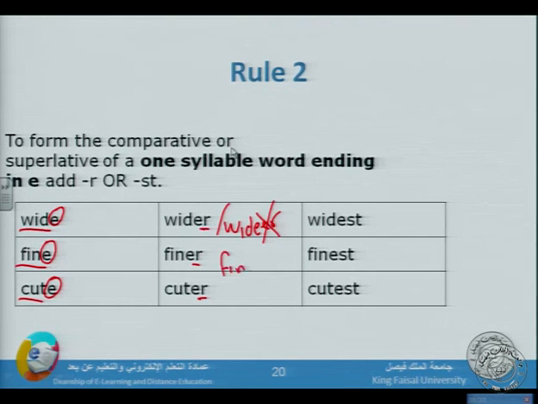أو finer بهذا الشكل، إنه في عندنا E أصلية وأضفنا ER، هذا خطأ. ففي حالة إذا كان في عندنا كلمة تكون مقطع صوتي واحد وتنتهي في E، نضيف فقط R أو ST في حالة السوبرلاتيف، مثل wide widest أضفنا ST، fine finest أضفنا ST، cute cutest أضفنا ST فقط. This is rule number 2.